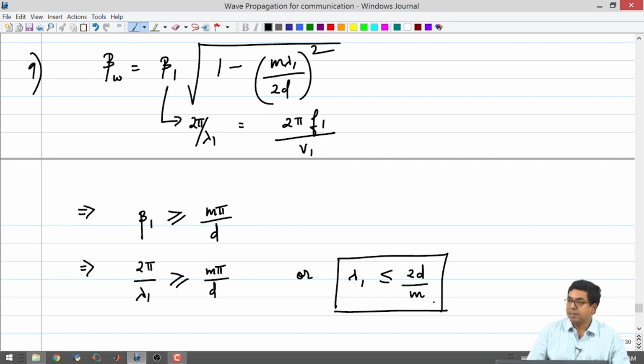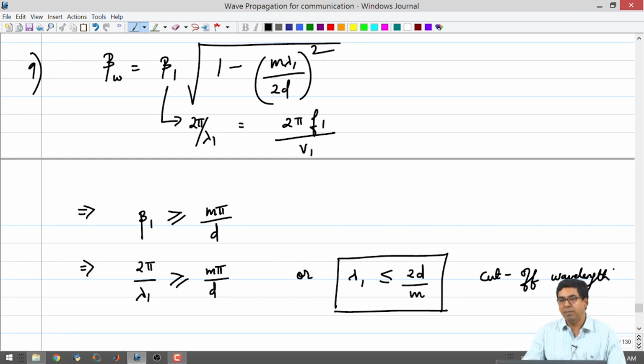So, this lambda 1 less than or equal to 2d divided by m means that you have constructed a waveguide with the distance between the plates equal to d. You are considering a profile of the electric field corresponding to m, and you have to make sure that lambda 1 is less than or equal to 2d divided by m. So, there is an upper wavelength of the source that you can launch into a constructed configuration of a parallel plate waveguide, right. So, this is known as cutoff wavelength.